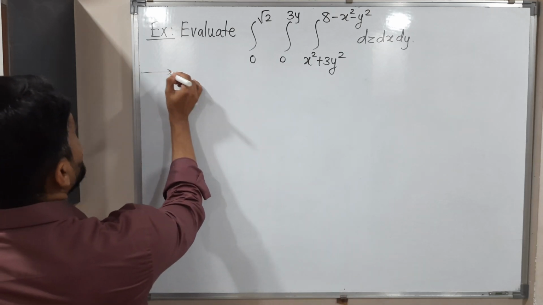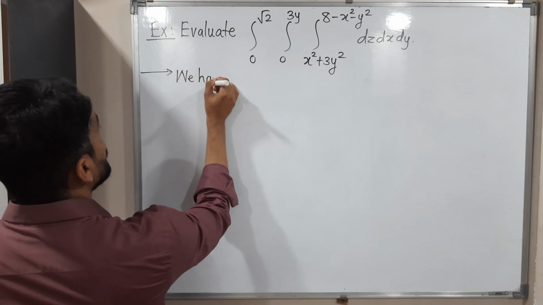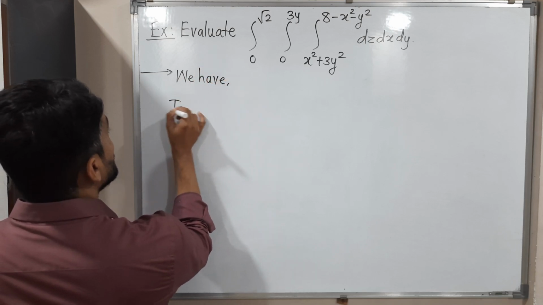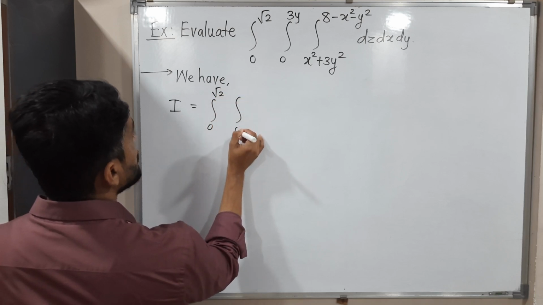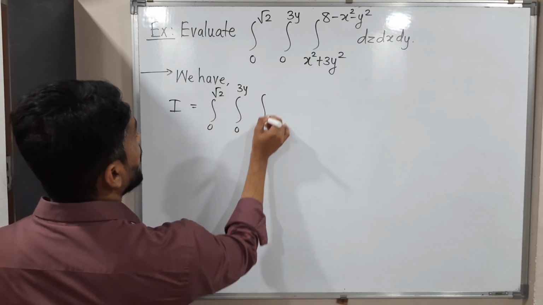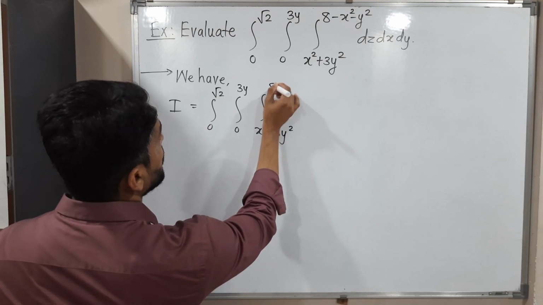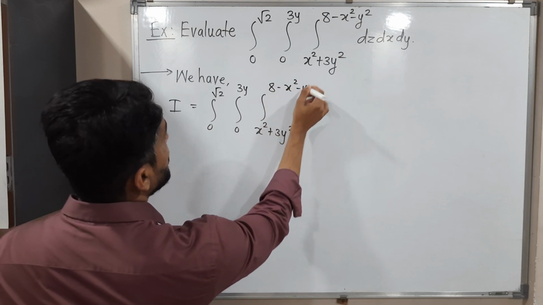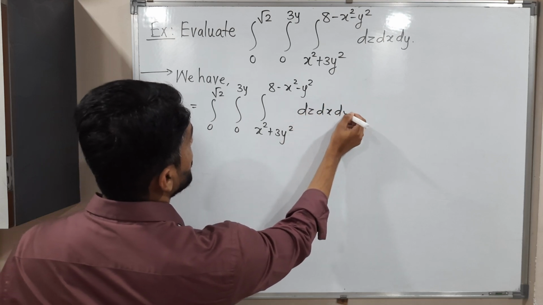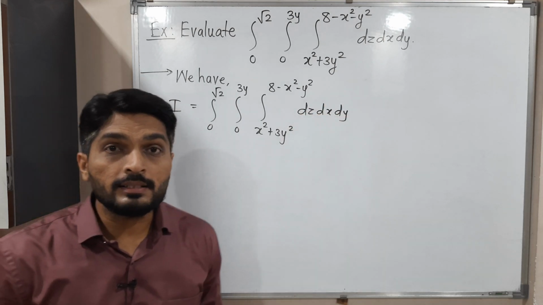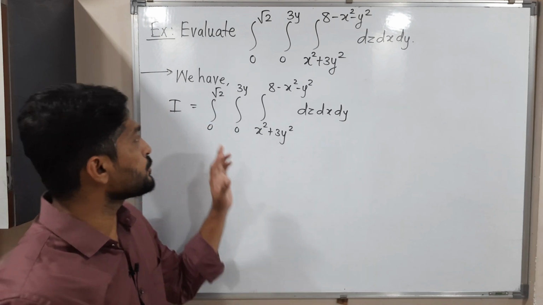So what is my I? We have I equal to the integral from 0 to root 2, 0 to 3y, and x square plus 3y square to 8 minus x square minus y square, dz dx dy. You can easily see three variables are there, z, x and y, and three integrations we have.